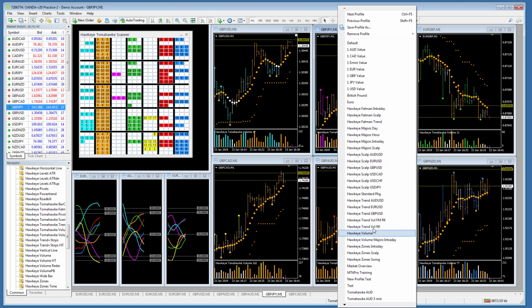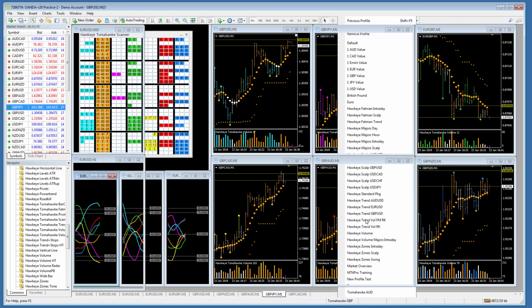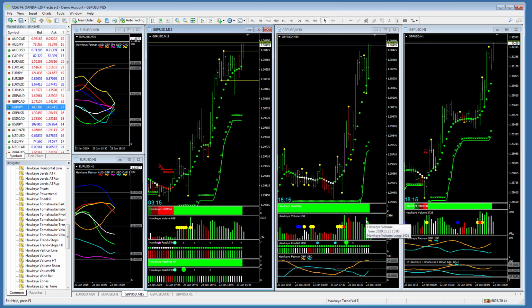Looking at the standard Hawkeye system, the regular Hawkeye system is based upon a 3 time frame setup. You could apply the Tomahawk system exactly the same way. But what I've done here is shown you the difference, because anytime you see green, then you're going to know that you've got buying strength. And anytime you see red, you see selling. And then that's on the pound US dollar.